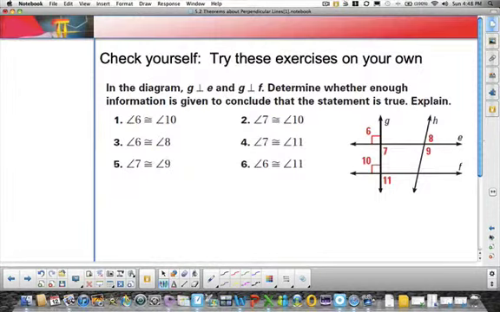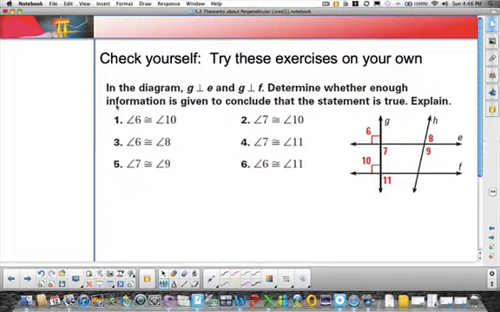Alright, so I want you to try these exercises on your own and then check yourself. In this particular diagram, we know that line G is perpendicular to line E. We also know that line G is perpendicular to line F. So you can see we have a right angle at 6 and a right angle at angle 10. Think about what other angles have to be right angles there. I want you to pause the video here and not only determine whether each statement is true or false, but also give a justification. So pause it and try it, and then when you resume, I'm going to give the answers.